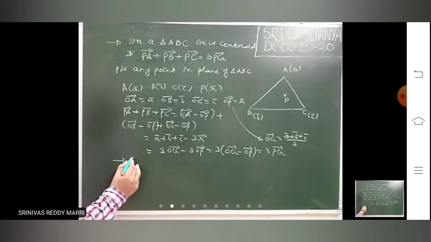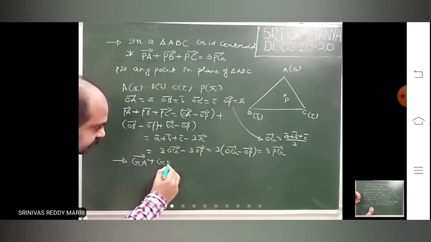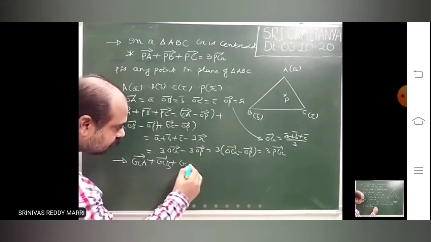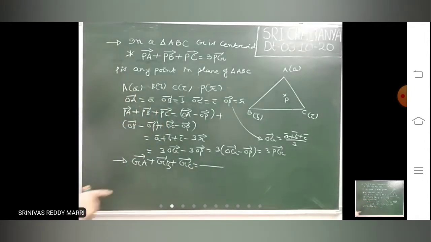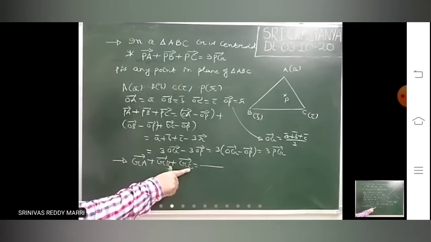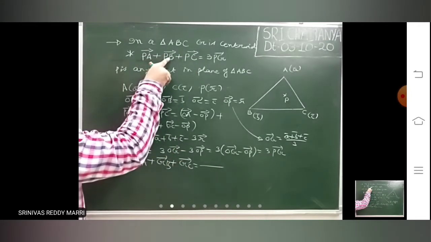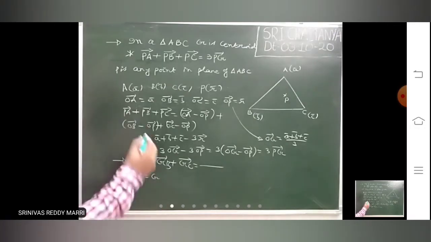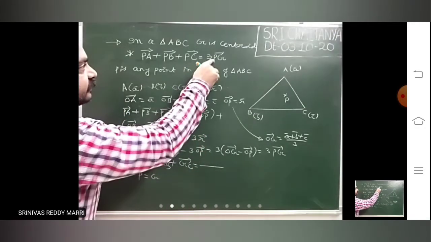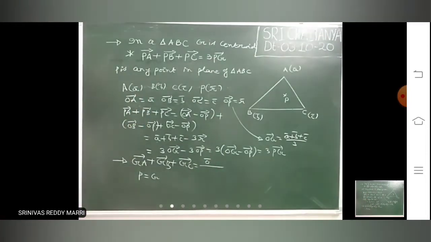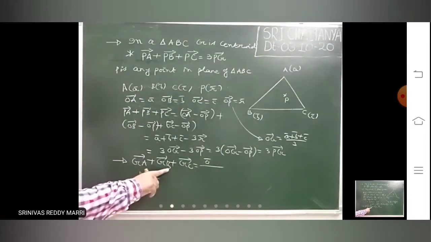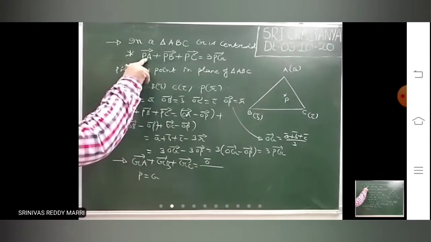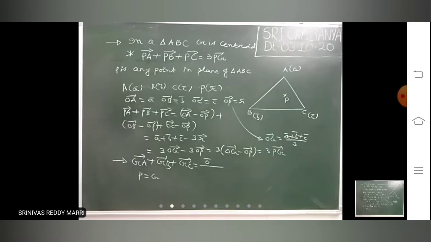Suppose he will give GA bar plus GB bar plus GC bar equals dash. Whenever A, B, C is there, use this relation. PA plus PB plus PC is 3PG for any point, so take P equal to G. P equal to G means this will become GG bar, so the answer is 0 bar. Whenever A, B, C is there, substitute P equal to G, and it will become 0 bar.